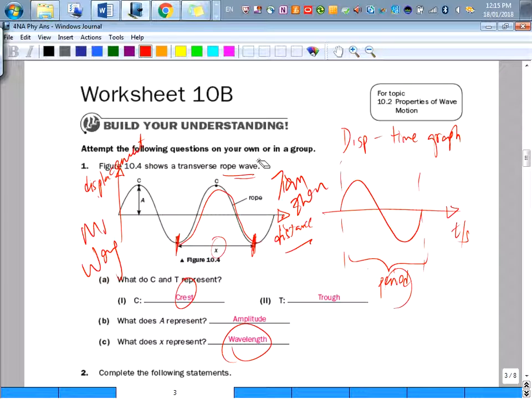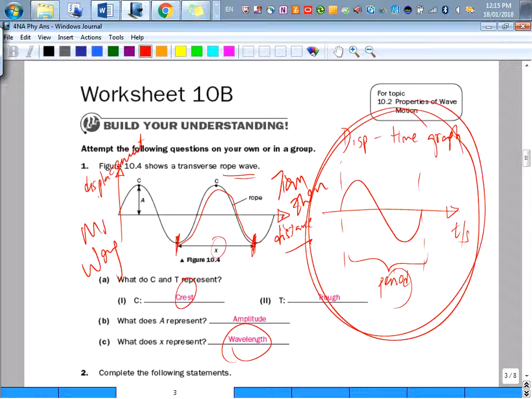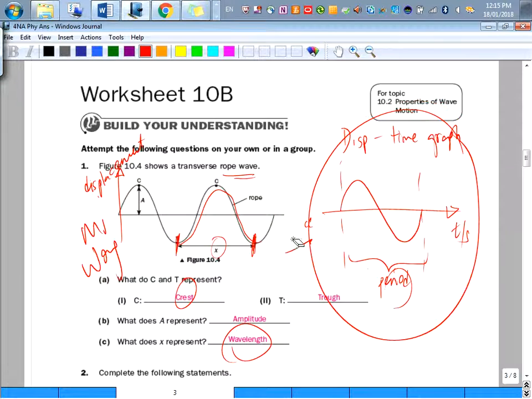Any questions so far? Can I take a picture of this graph? Is it possible to take a picture of a displacement-time graph? Cannot. Your camera can only take 2D pictures, right? It cannot take a time picture. Okay, so let me erase all of this.